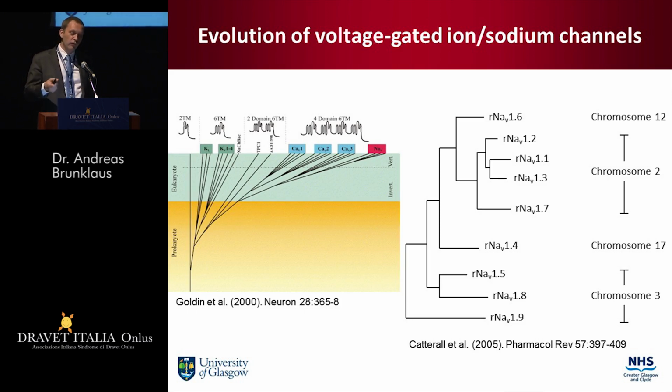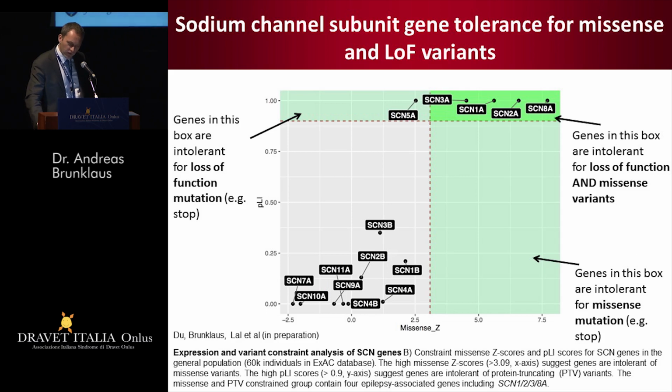So there's a clear evolution of voltage-gated ion and sodium channels, and we have here the monomers of the potassium channels, and then moving on to tetramers in calcium and sodium channels. And we know that those expressed in the CNS are very closely related. And Katrol's group has shown this very nicely.